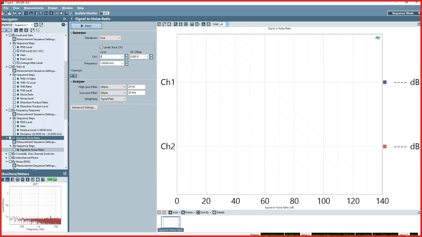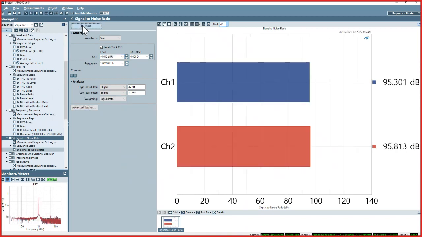So signal to noise ratio, this measurement in APX is pretty straightforward. The device is going to be stimulated at the level you set, which in this case is full scale. We'll measure that. We'll turn off the signal generator. We'll then measure the residual self noise of the device. Now in this case, I've applied a 20 Hertz and a 20 kilohertz high and low pass filter. And then that's expressed as a ratio, 95 dB, pretty decent.